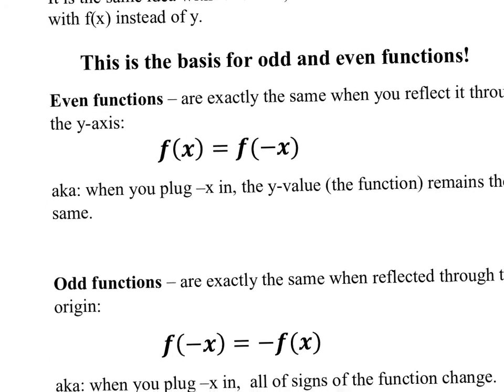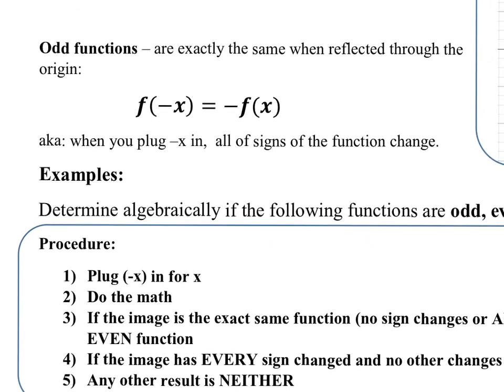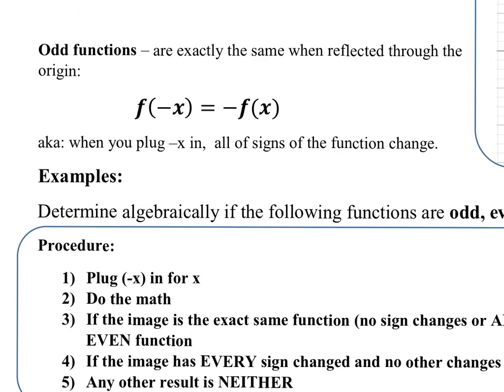All right, that's all that means. I just explained that here. When you plug in negative x, the y value remains exactly the same. The function is exactly the same. So f of x equals f of negative x. And when you come down here, for an odd function, when you plug in negative x, all the signs of the function change. So that's all we're doing.